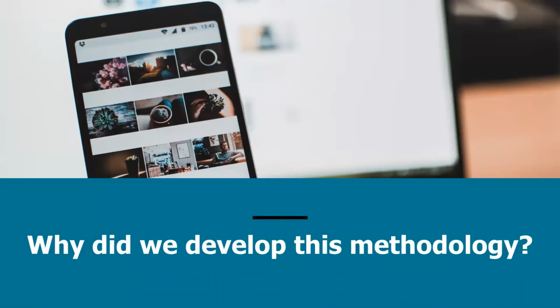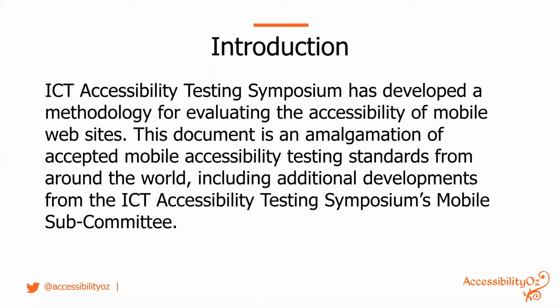So why did we develop this mobile testing methodology? At the end of 2017, there was a conference, the ICT Accessibility Testing Symposium. It runs every year. It's running again this year virtually. And basically we had this town hall kind of discussion where we talked about what was missing in the industry of accessibility. And one of it was, what do we do about mobile? WCAG 2.1 hadn't been released, and we really hoped that 2.1 would address the mobile requirements.